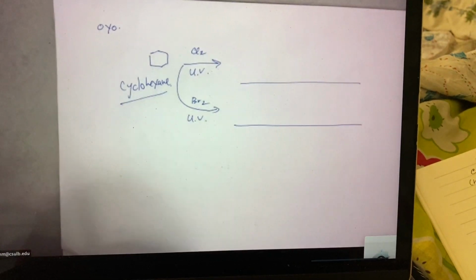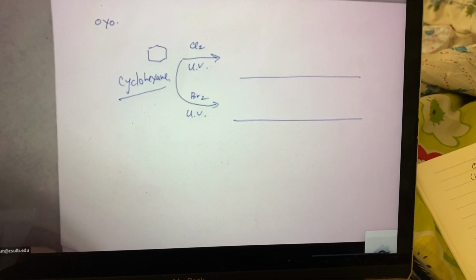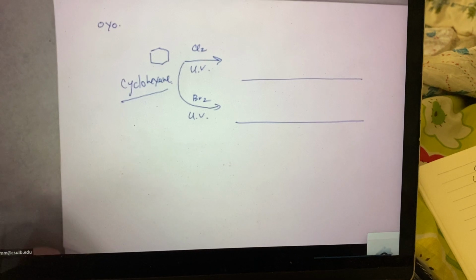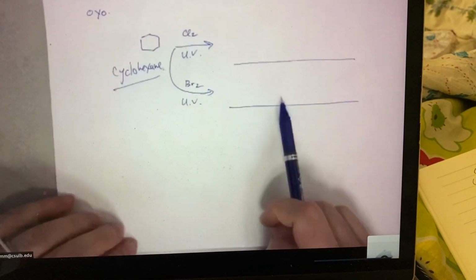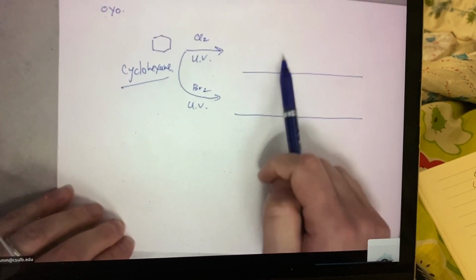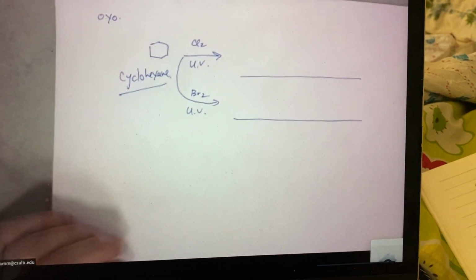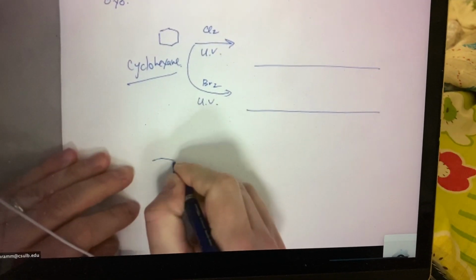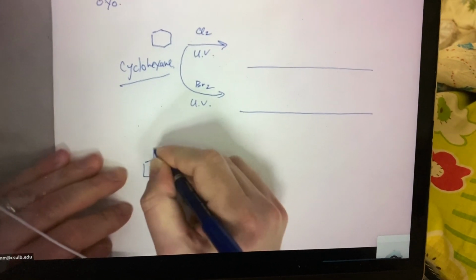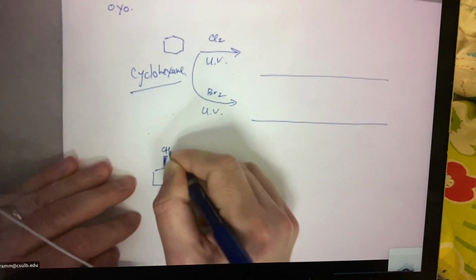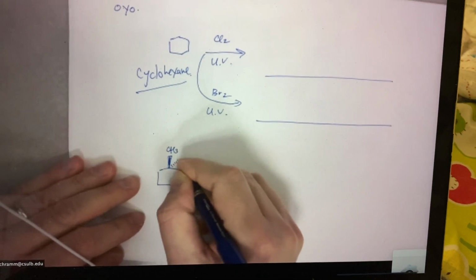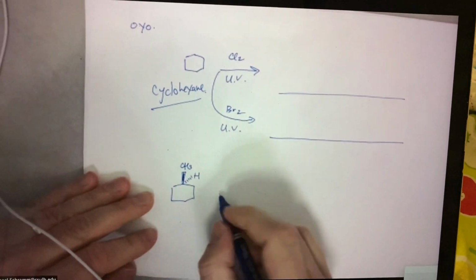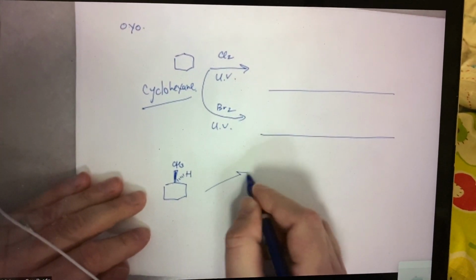Should we draw 12 products here? I sure hope not. So draw the products you think we should have here and here. How many? What their structure is. Do the same thing for bromine. Just keep working on the first one.